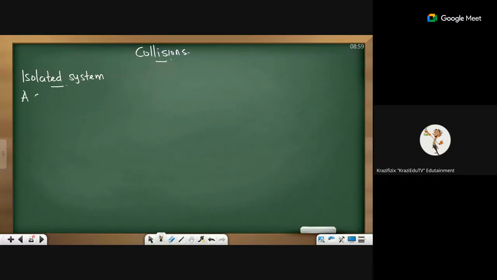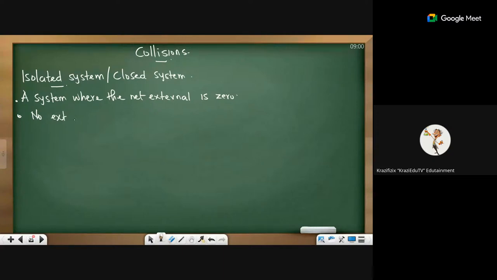Isolated system: a system where the net external force is zero. Another word for isolated is a closed system. So we are saying there are no external forces. I want to move quickly, so please write very fast. Those of you that were with me when we did maths last in December would understand what this sigma means, is equal to zero. This means sum. We did number patterns, 4 lessons. An isolated system is a system where the net external force is zero.